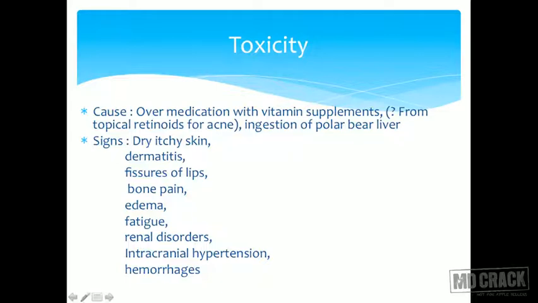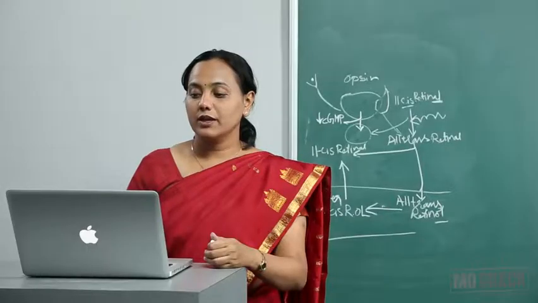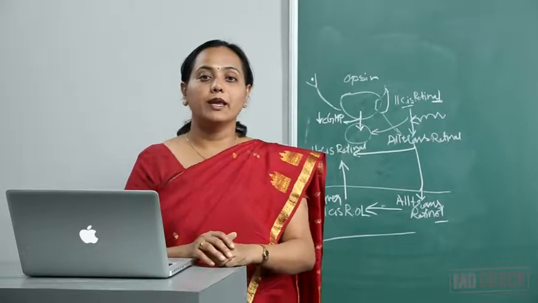So polar bear liver contains high amounts of vitamin A, and people who ingest this can go into toxicity. What will be the symptoms of hypervitaminosis? Dry, itchy skin, dermatitis, fissure of lips, bone pain, edema, fatigue, renal disorders, intracranial hypertension, hemorrhages. This may be because of increased activity of vitamin A on different gene expression. Remember, retinoic acid is involved in gene expression, and this might be one of the reasons for it leading to all these conditions. So with this, we come to the end of vitamin A.